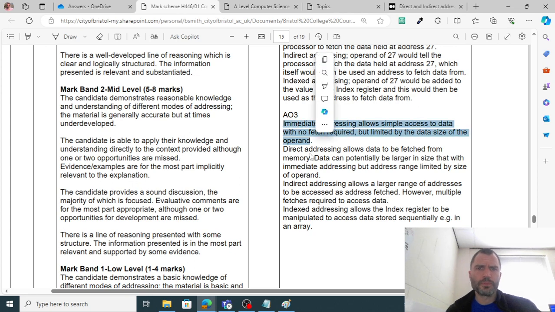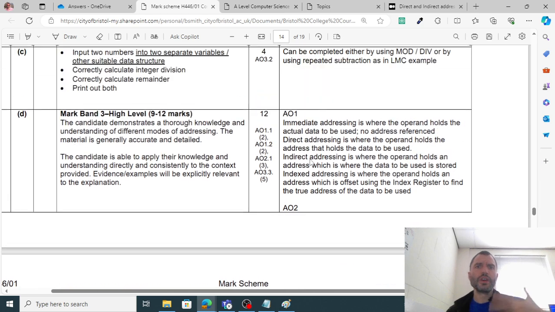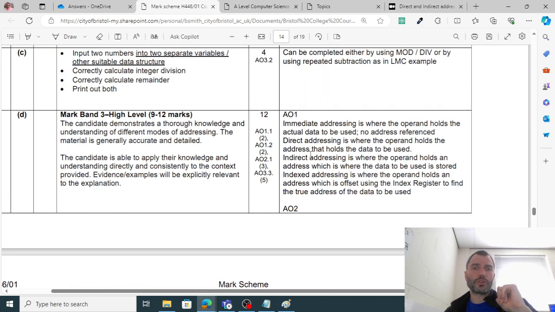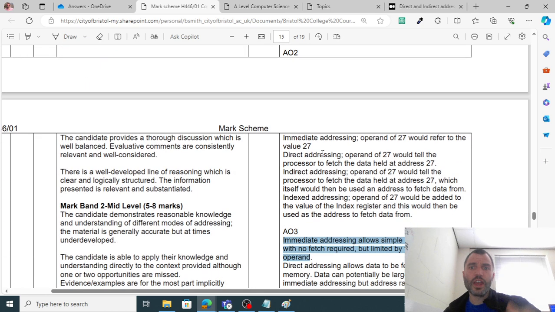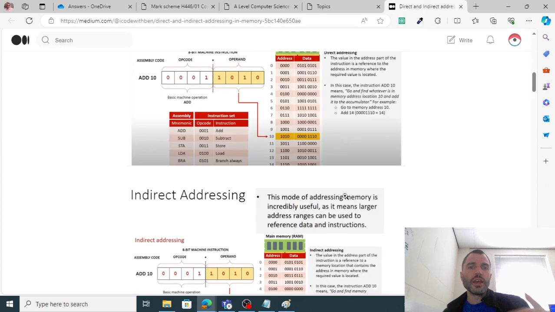There are always like 3 parts to an exam question. You write down everything you know about what they're asking you, so the different types of addressing. Then you write down how to apply that to a scenario, and then you write your evaluation.